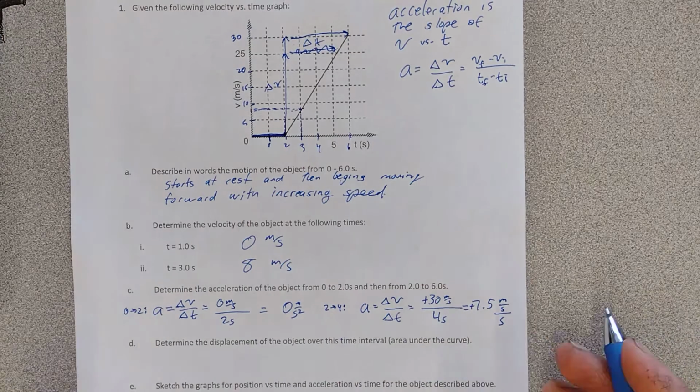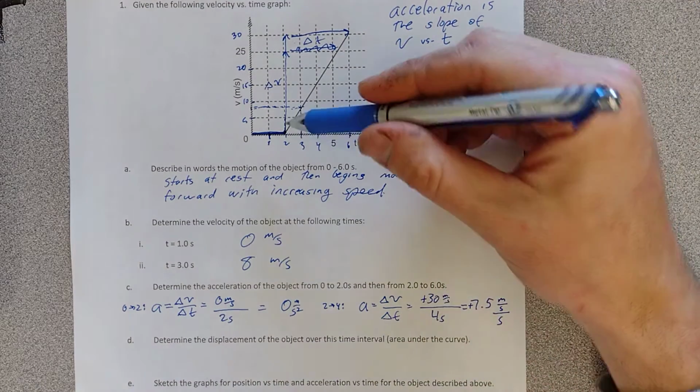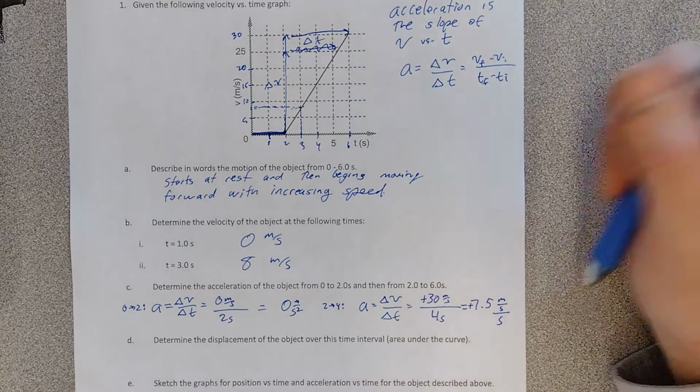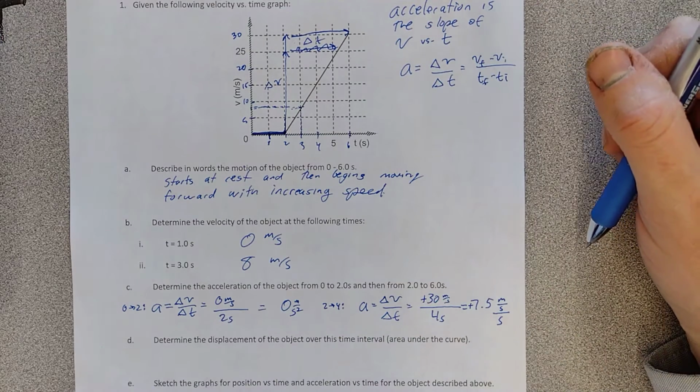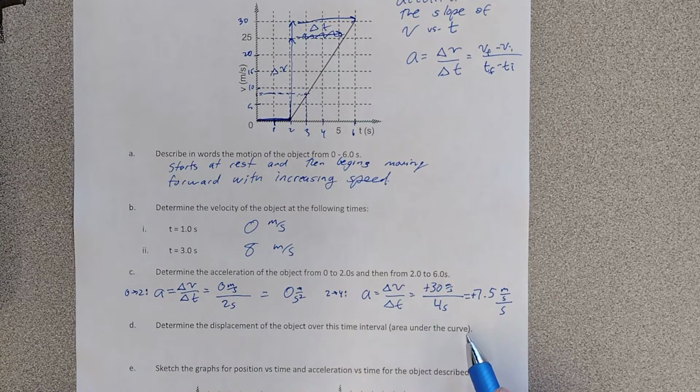I just leave the units that way, okay? I'm not going to try putting the squared in. It's meters per second each second. So each second this thing's moving during this part of the time, it's gaining 7.5 meters per second. Determine the displacement of the object over this time interval.